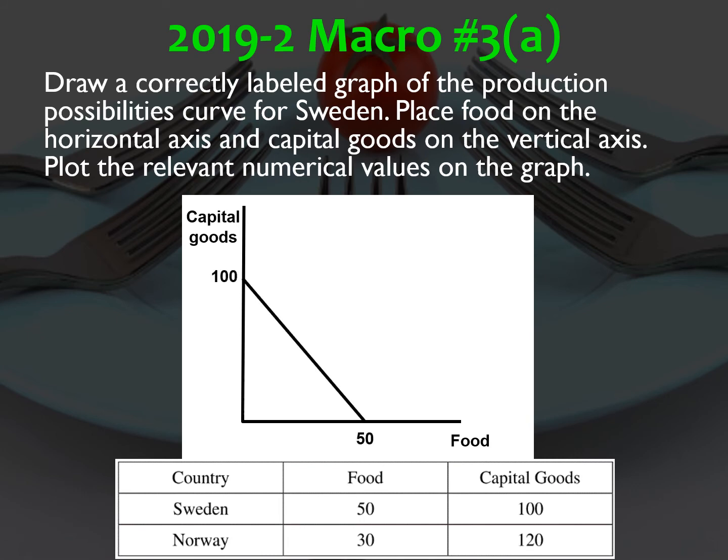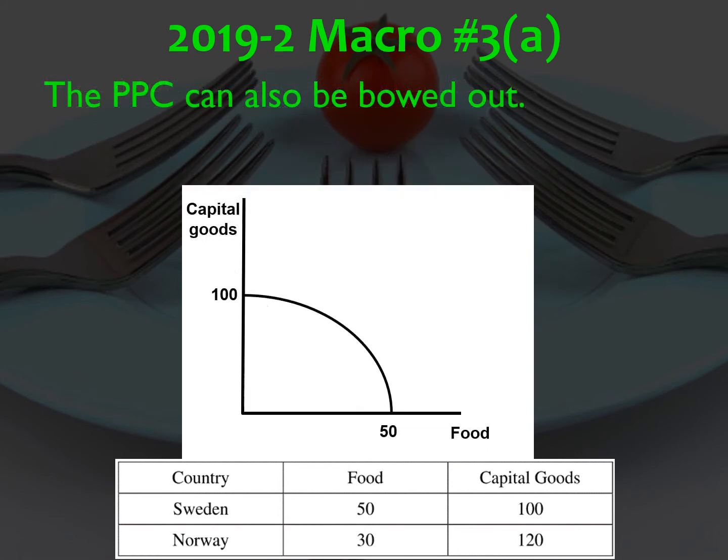Sweden can produce up to 100 capital goods and 50 units of food. And it could be straight, as in this case, or it can also be bowed out. It doesn't matter. It doesn't say that one is better than the other. I'm going to use the straight line PPC just to make things easier.